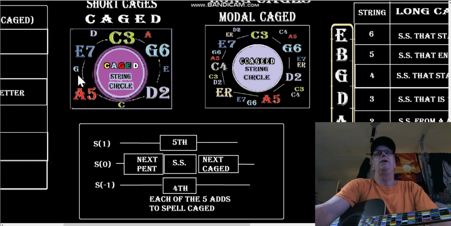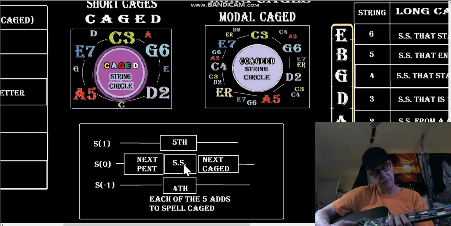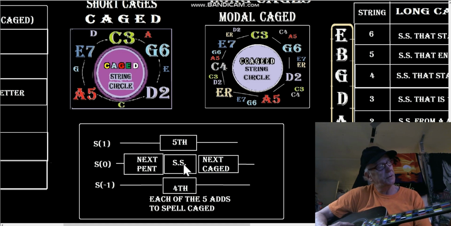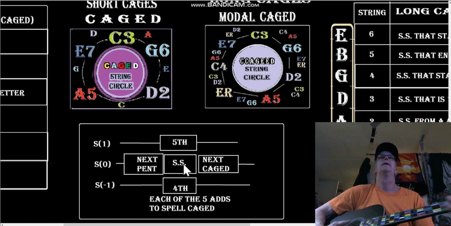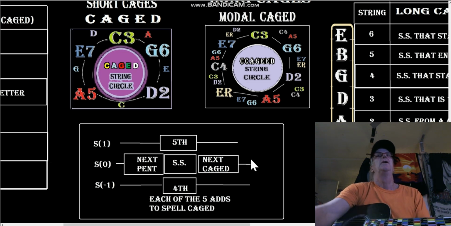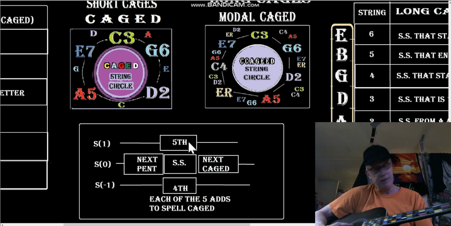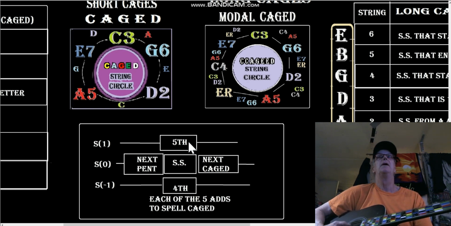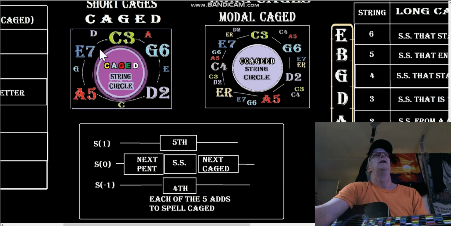Now, another way of looking at it is, here's your string shape. So we're 7 root 2. Let's say we'll start in the middle here somewhere, down here on the 3rd string. In the short patterns, we go up for the fifth of that string shape. Remember, the 5th of the E string shape is the C string shape.